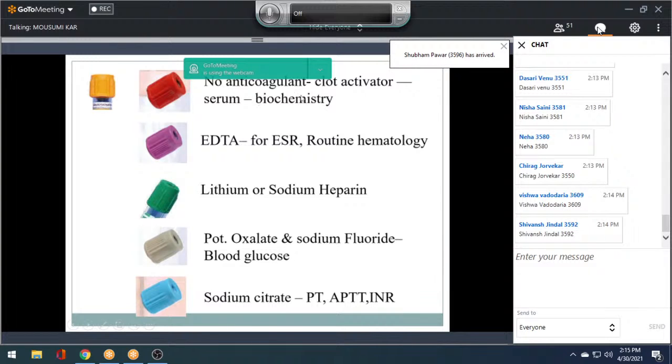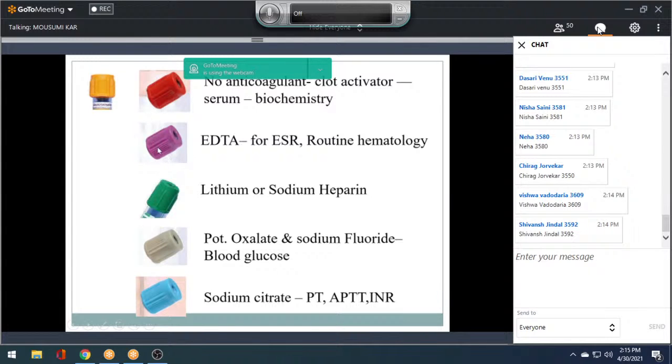So this plain tube does not have any anticoagulant, and it will have a clot activator. So basically, when you put the whole blood into it, clot formation takes place, and you'll be able to isolate the serum alone, which will be in the supernatant. So for all the tests which require serum, basically the biochemical tests, will be performed using these vacutainers.